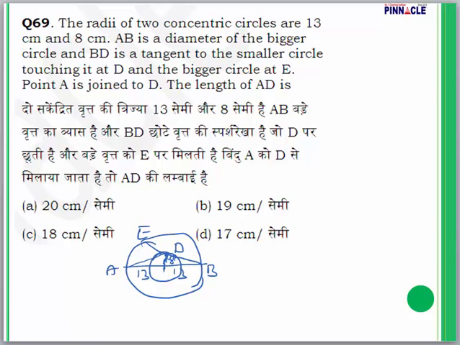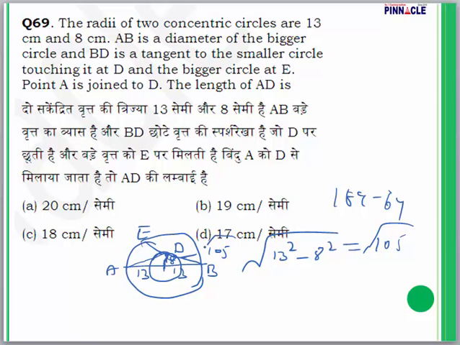And as we know, this is 90 degree, because a tangent forms a 90 degree angle. If this is 90, then this will become the hypotenuse, which is 13, and this is 8, then we can find the value of this DB. And that is equal to root of 13 square minus 8 square, which is root 105. So this has become root 105.